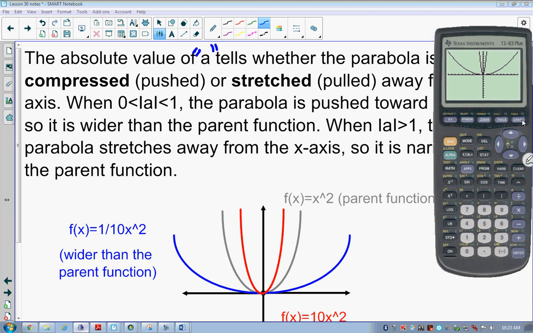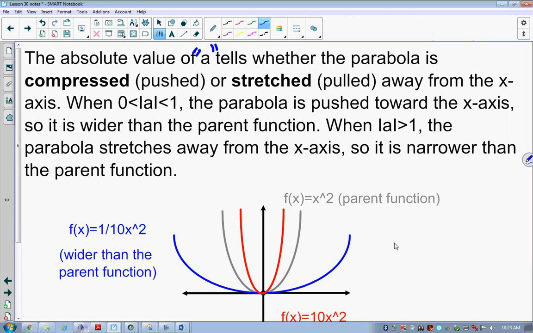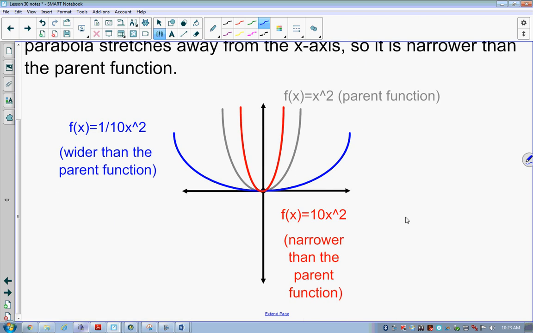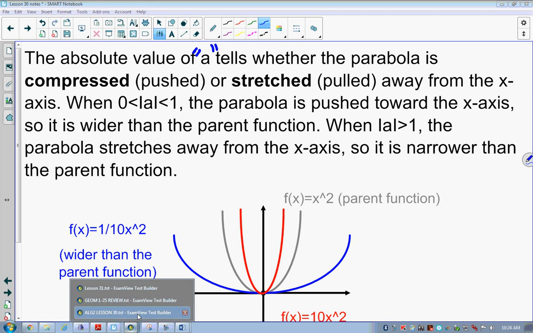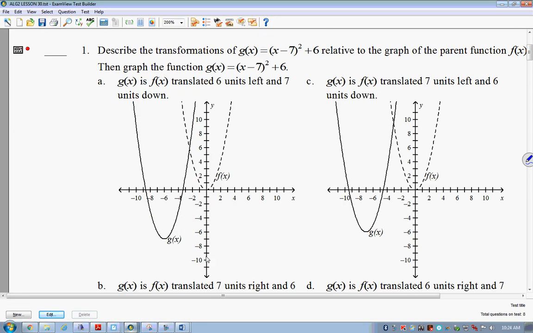And then what we have with our really light gray line is the standard parent function, what it would normally look like, with no compression, no stretching, nothing being done to it. And of course, we haven't changed the vertex. We haven't slid it anywhere. All we've done is apply changes to the a. So 1/10 x squared is wider than the parent function, and 10x squared is narrower than the parent function. All right, at this point, let's look at some questions here.